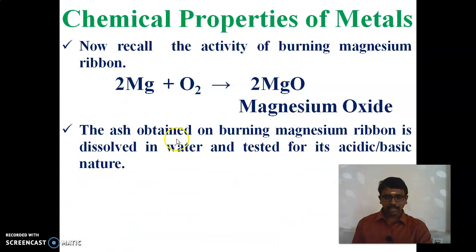The ash obtained on burning magnesium ribbon is dissolved in water and tested for its acidic or basic nature. We have to take that ash, that magnesium oxide ash, and dissolve it in water. After that, we dip litmus paper in that solution to identify whether it is acidic or basic in nature.